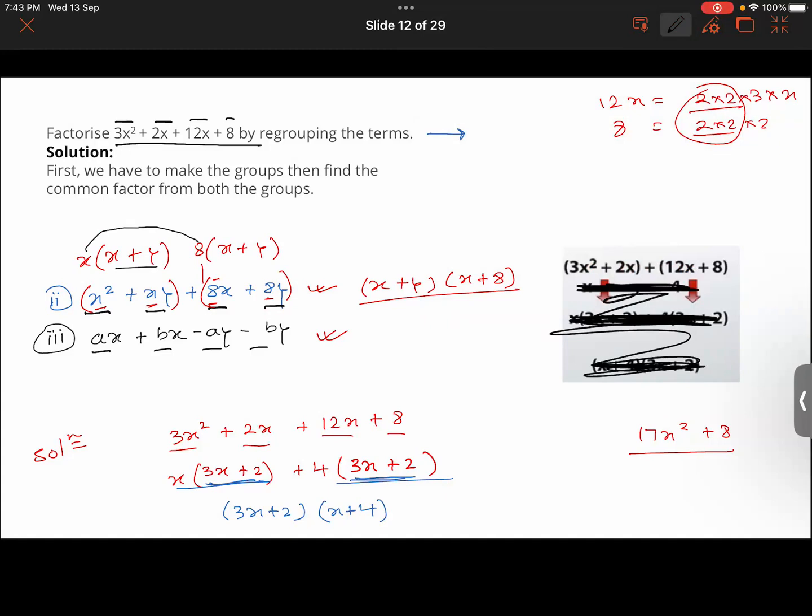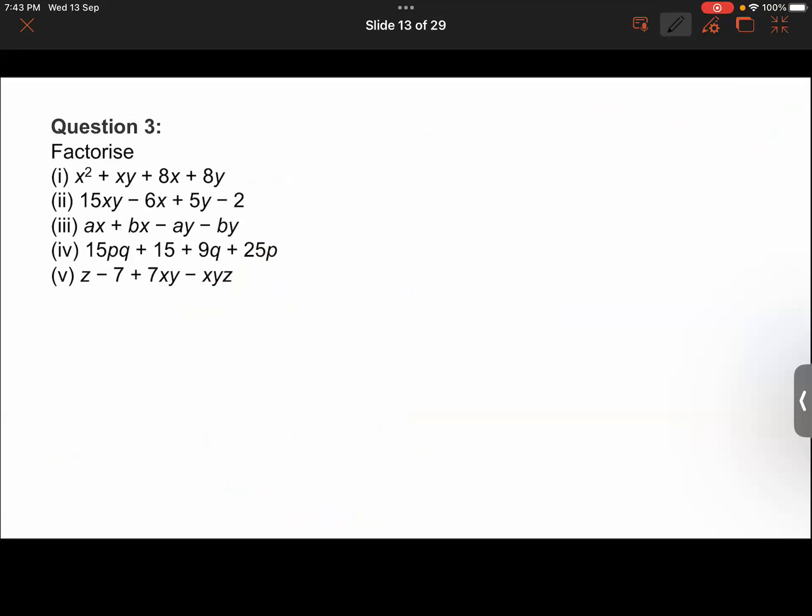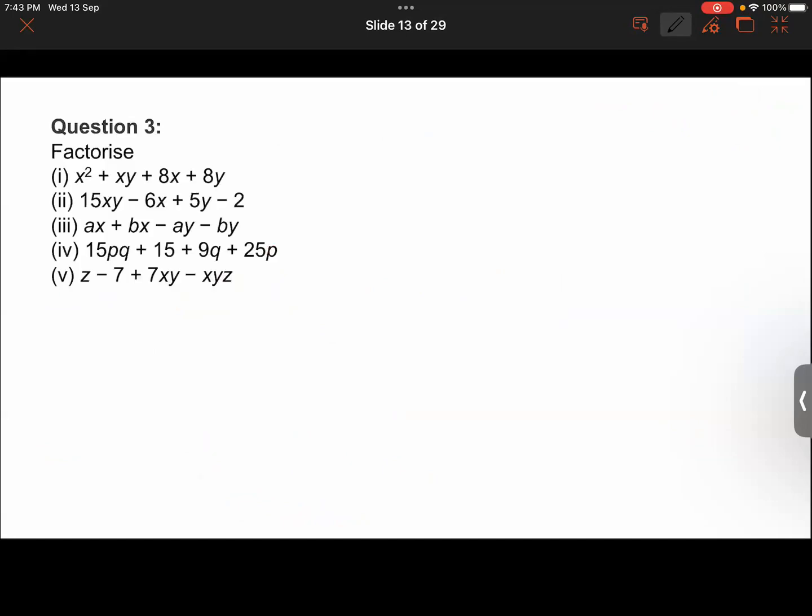So x plus y is common here now. Remember in the beginning I told you that you take the common term. X plus y is common here, so you take the common term and you write whatever is left. What is left? X and 8 is left here. So you write them like this. This is how you do factorization using the grouping method. We will be moving ahead, but let's solve a few more questions.